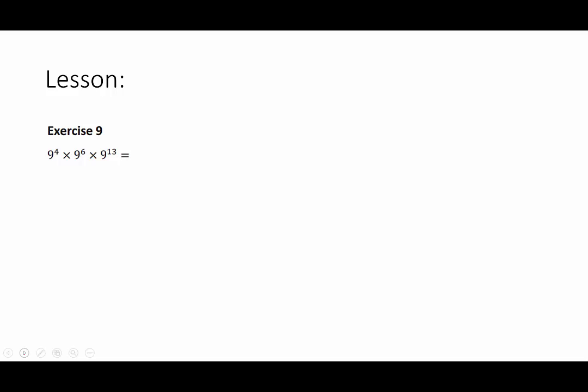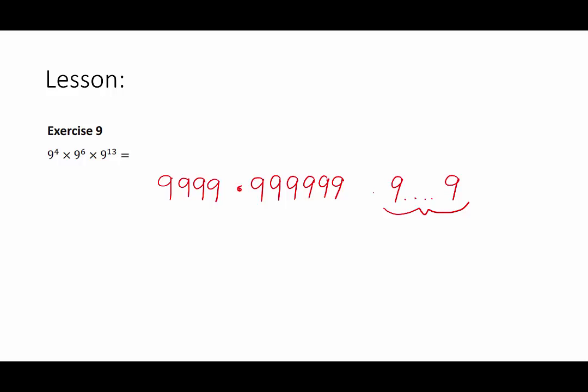Let's try another one. We have 9 times itself 4 times, and then another group of 9 times itself 6 times, and then another group of 9 times itself 13 times. And these are all multiplied together. So what do you think we're going to do?